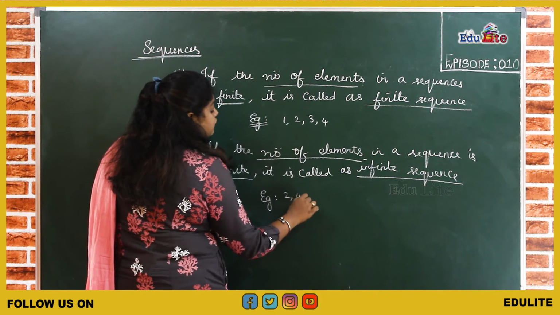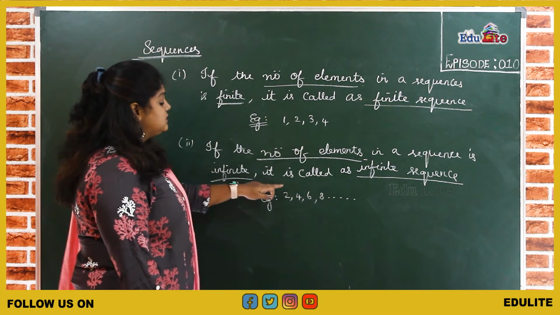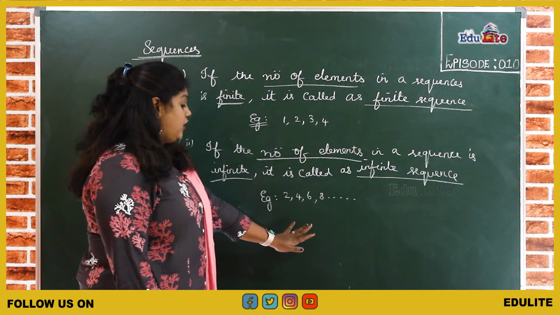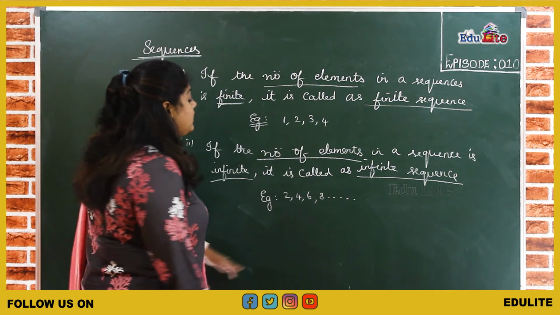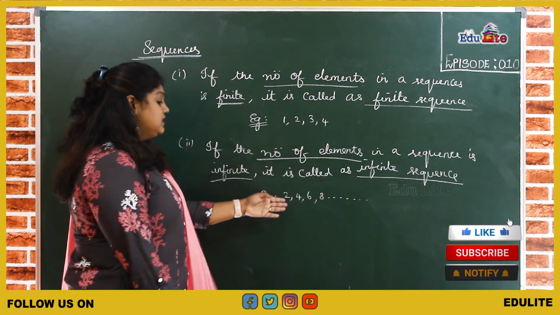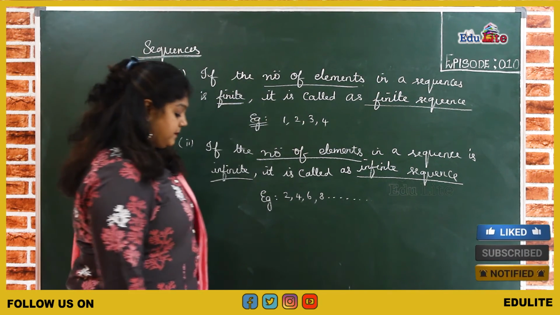So, 2, 4, 6, 8. Is this a sequence? Yes, it is a sequence because all the terms are the multiples of 2 and it forms a sequence as well. It does not end anywhere. It goes on. There are infinite number of elements in this sequence. Therefore, this sequence is called an infinite sequence.